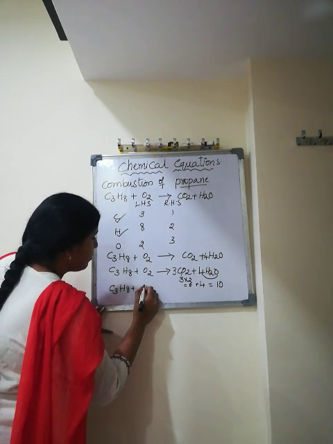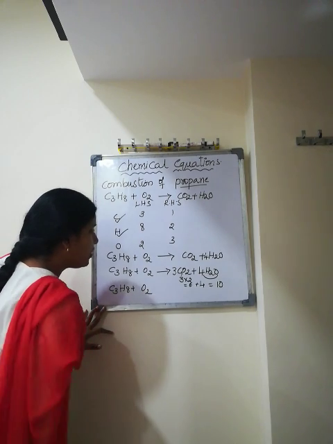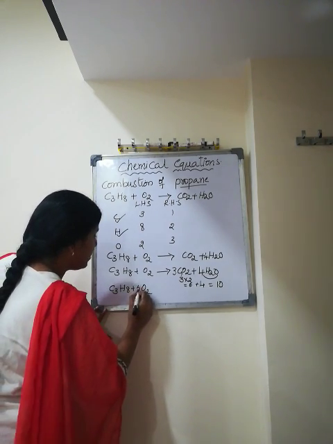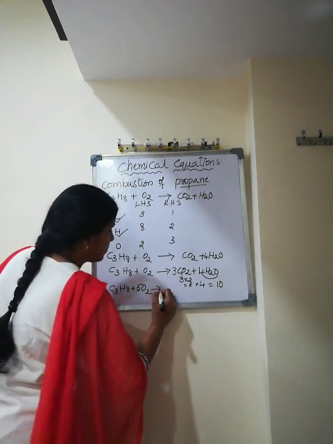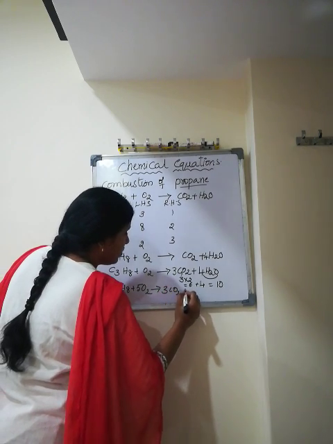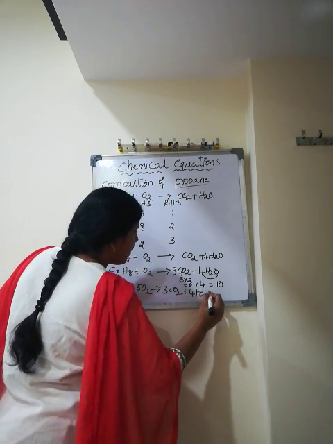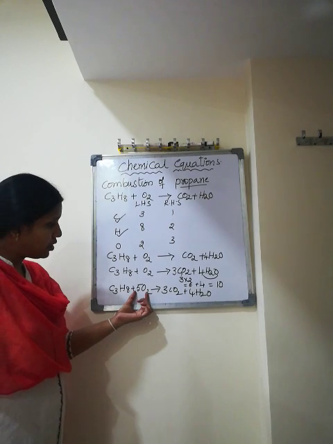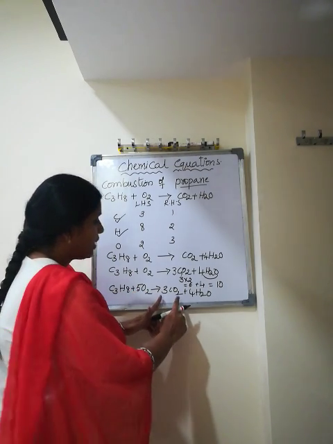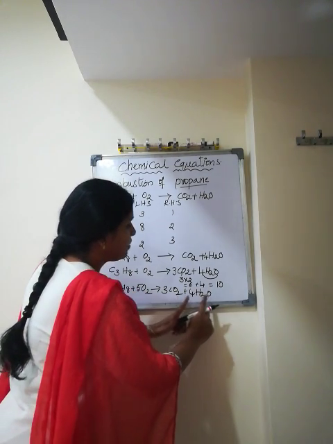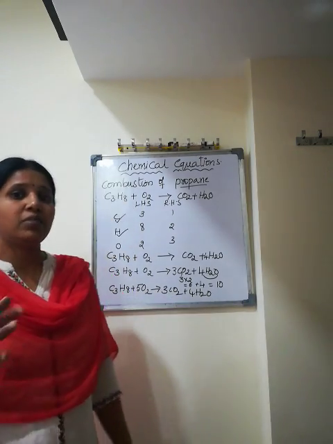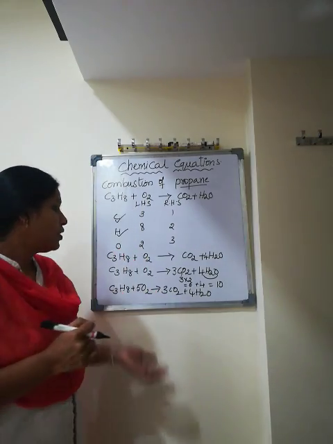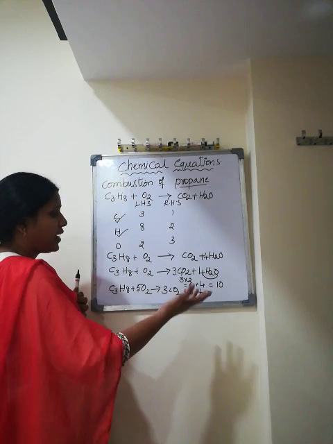C3H8 plus, before the chemical symbol of oxygen, you have to add the number 5. Then oxygen atoms are also balanced. 5 2s are 10 oxygen atoms, and here 3 2s are 6 oxygen atoms plus 4 1s are 4 oxygen atoms, 10 oxygen atoms. So now if you observe, all the atoms are balanced.